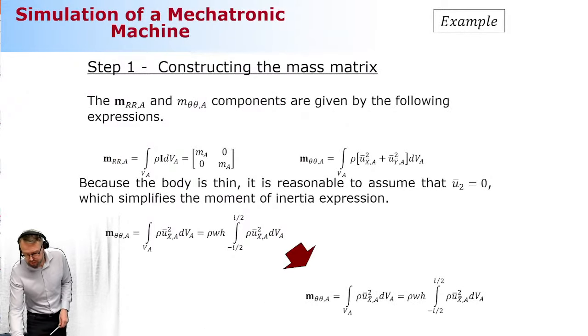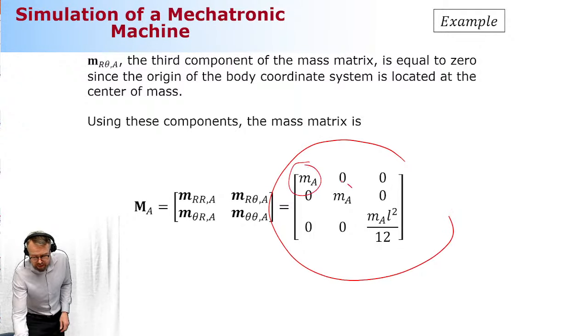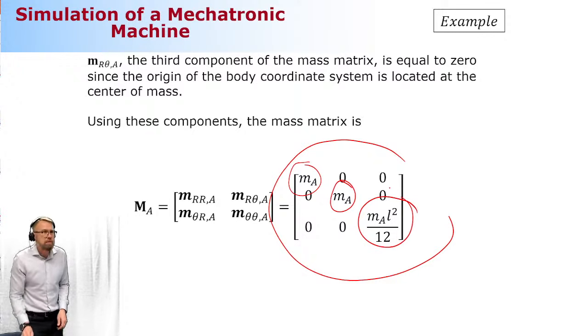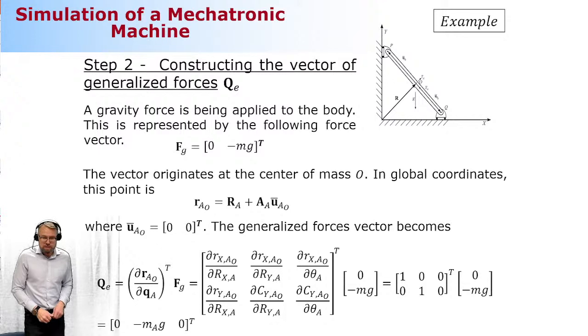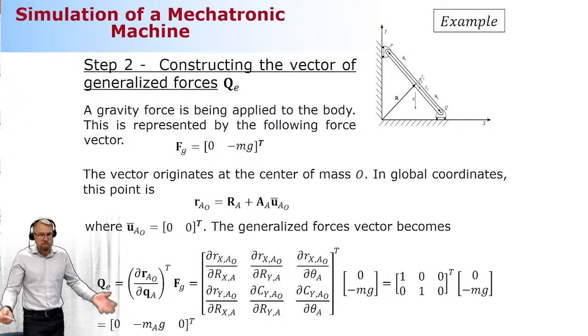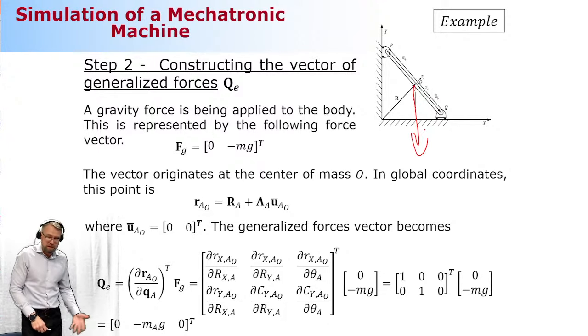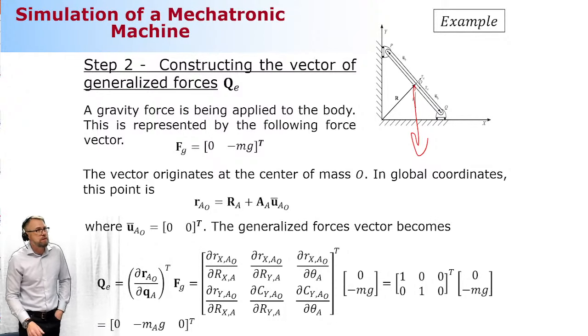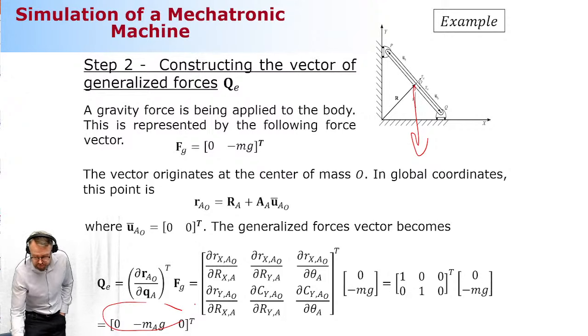All right, so I'm able to create my mass matrix. This is how it looks. This is the mass of the body, and the mass moment of inertia with respect to the coordinate system located in the middle. All right. Step number two, generalized external applied forces. This is something we learned in the example a few minutes back. We have a gravity force applied at the center of the mass. And this is where the body reference coordinate system is located as well. So this is how it is.